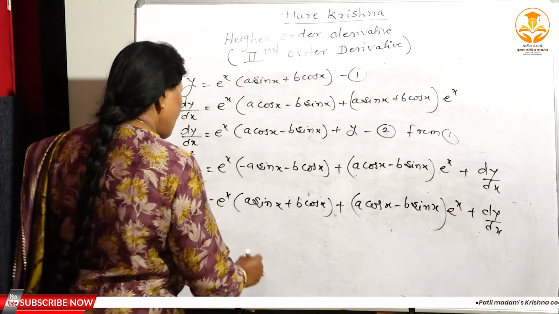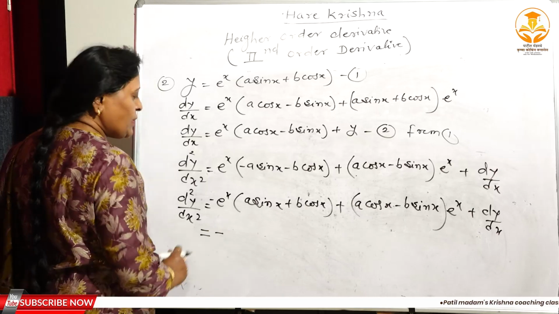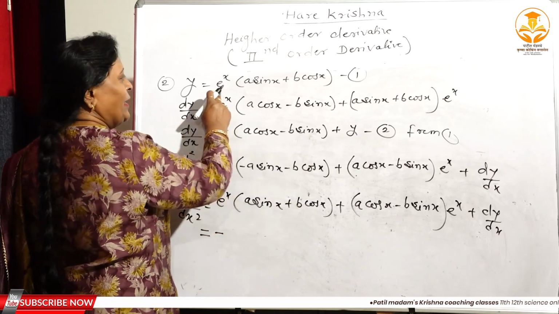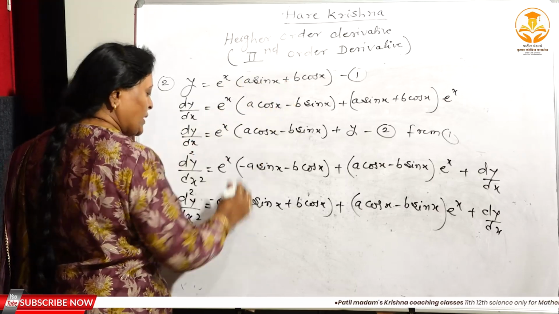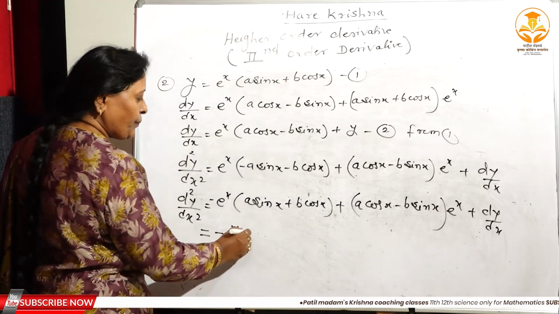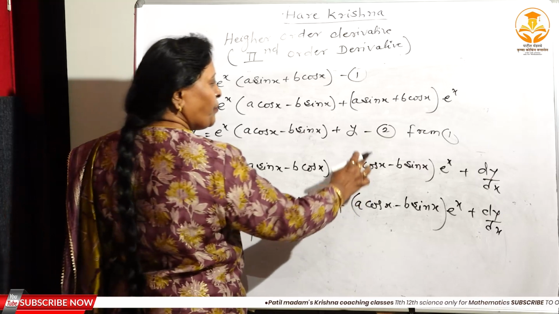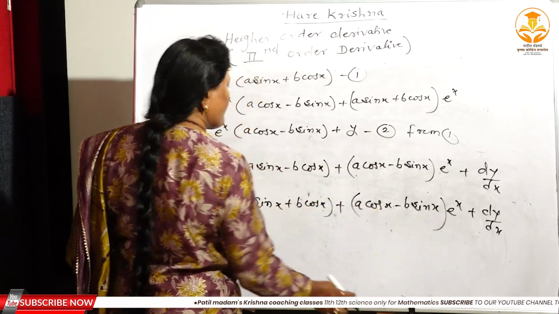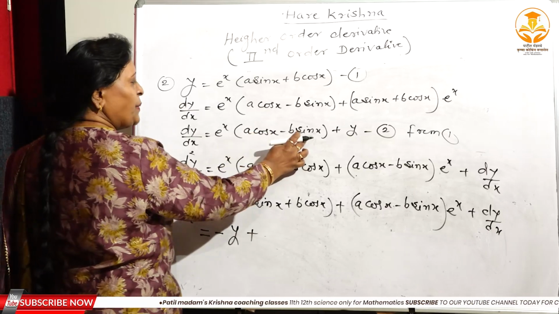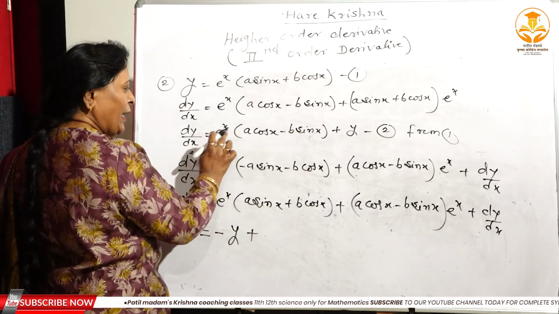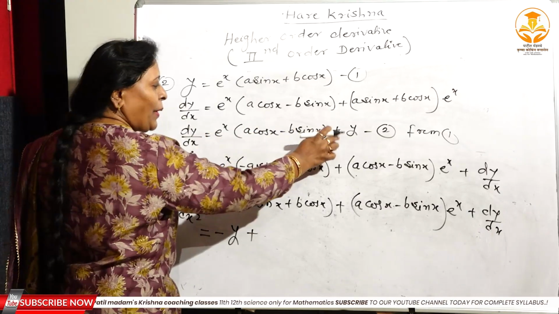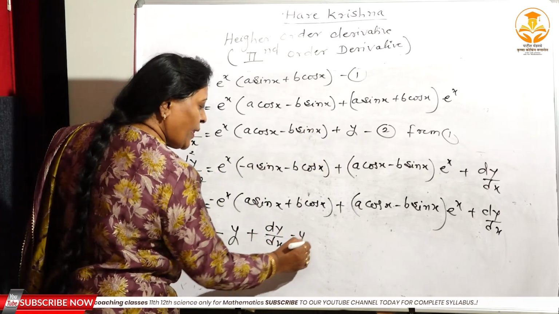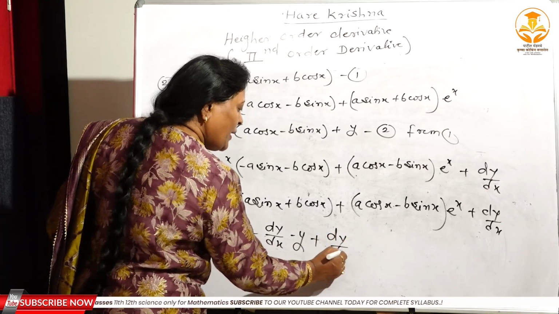Again, if you observe this minus sign remain as it is, but e raised to x, a sin x plus b cos x, it is nothing but what here. Again, if you observe this, see here. Second, a cos x minus b sin x into e raised to x, it is nothing but dy by dx minus 1. In place of this, you can substitute dy by dx minus 1 plus dy by dx remain as it is.